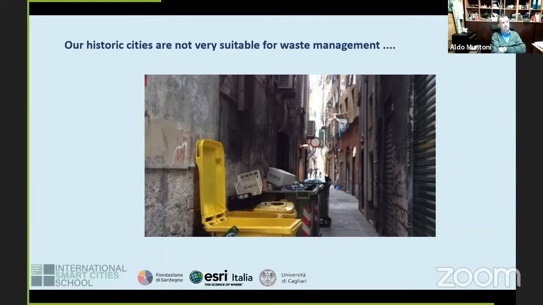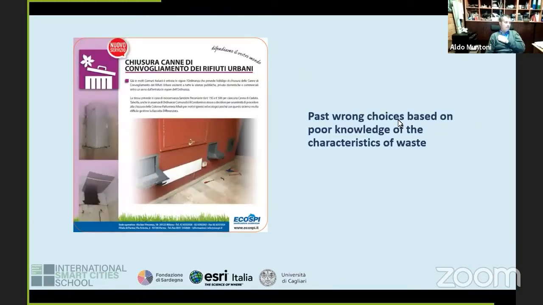the waste, the results are, in some cases, similar to the picture that you can see in the slide. So historic cities, very narrow roads, so very difficult to put the containers, very difficult for the vehicles to go through and collect the waste. We also applied some solutions which were very poorly thought.